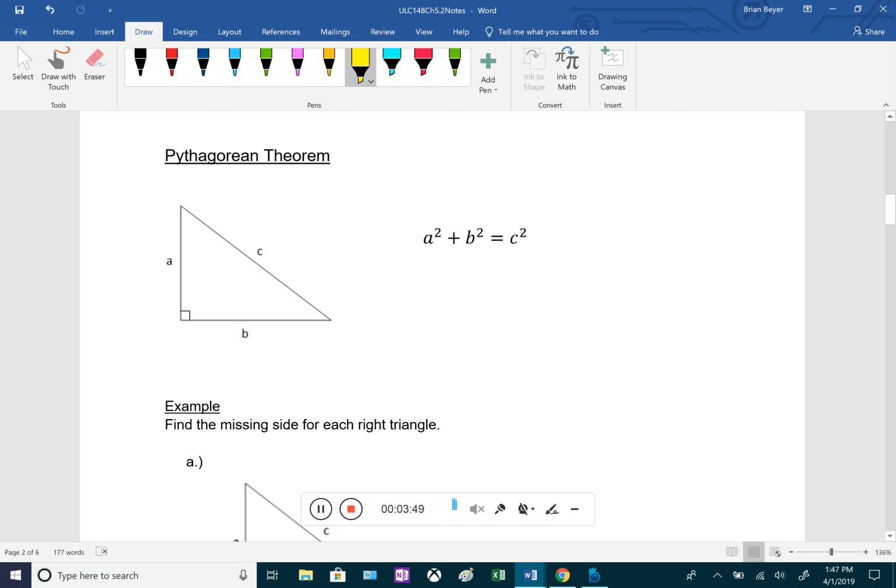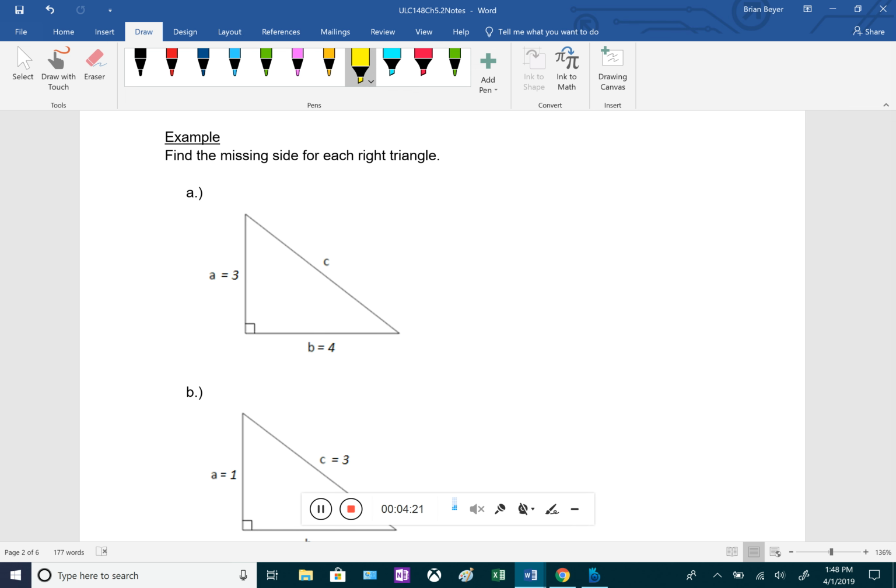Okay, the next thing we have to know is the Pythagorean Theorem, which I'm sure we all kind of remember. The Pythagorean Theorem relates the sides of a triangle together. It tells us that a squared plus b squared equals c squared, where c is the hypotenuse. Notice that c is on the right side by itself. It doesn't matter which one you call a and which you call b, but it does matter which one you call c. It has to be the hypotenuse.